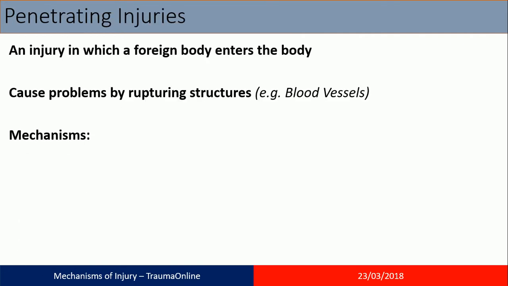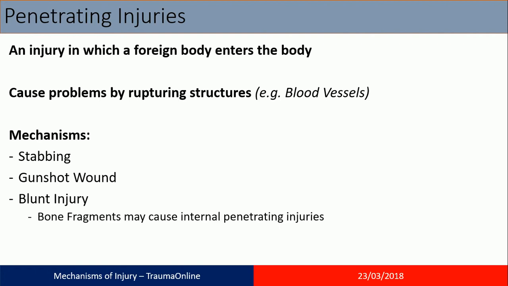Next, we have our penetrating injuries. So this is where a foreign body enters the body, and this is often something such as a knife, and this will cause problems by rupturing structures, including blood vessels, which will then cause bleeding. This will often happen through stabbings, gunshot wounds, or even through blunt mechanisms of injury. And this is because bone fragments from fractures that are caused will then be sharp objects, which can cause the same injuries internally as a penetrating mechanism may cause.